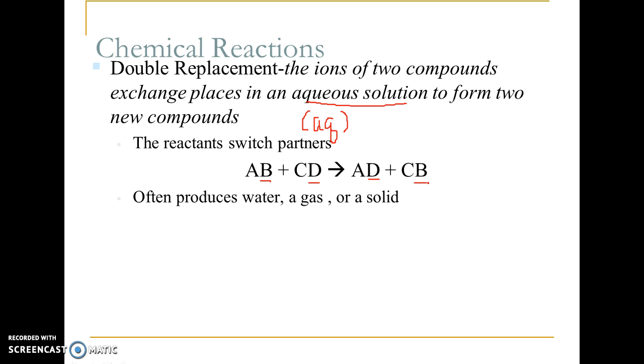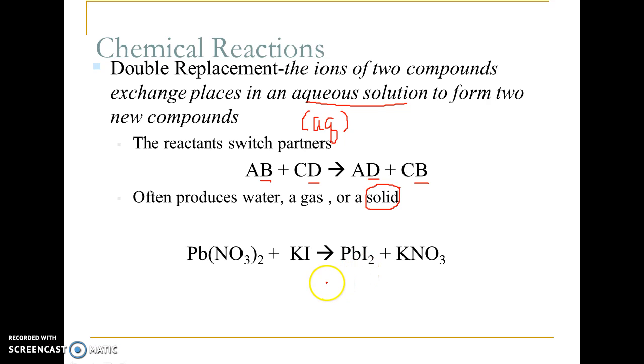Your products will often contain water, it could contain a gas, or it can contain a solid. We're really going to focus on if our products are going to produce a solid or not. Remember, we call this a precipitate. Here is a general normal double replacement reaction. Here we have lead nitrate plus potassium iodide yields lead iodide and potassium nitrate. As you can see, your nitrate and your iodide are switching places.